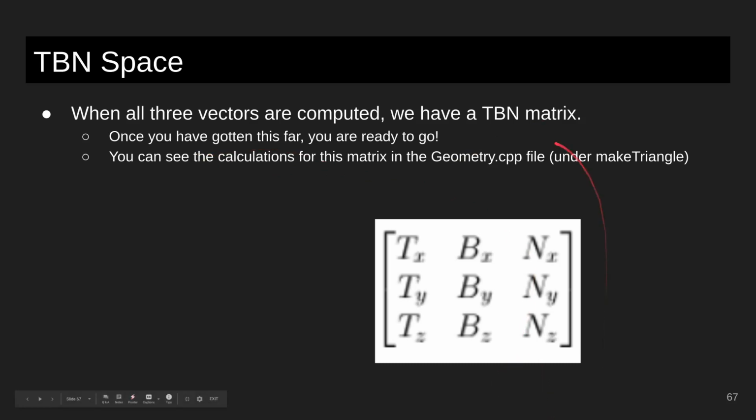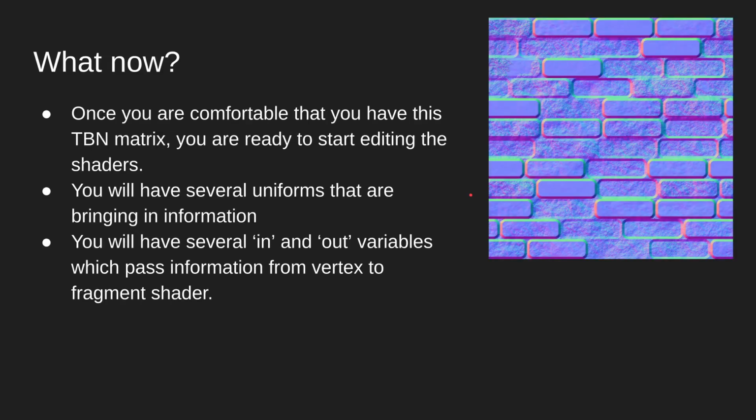In the supplied code, you will see that there is a geometry CPP file where this is already being set up for you, where I've already computed at least the normals for the geometry, or as you add every triangle in our scene. Okay, so once you're comfortable that you have this TBN matrix, or the tangent by tangent normal matrix, our tangent space, you're ready to start editing the shaders.